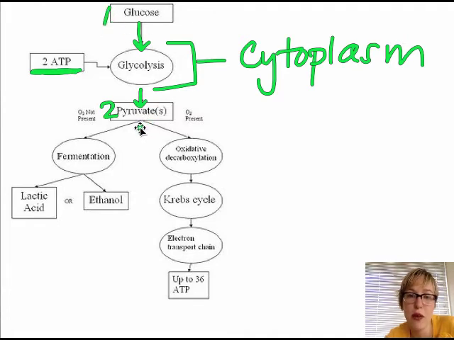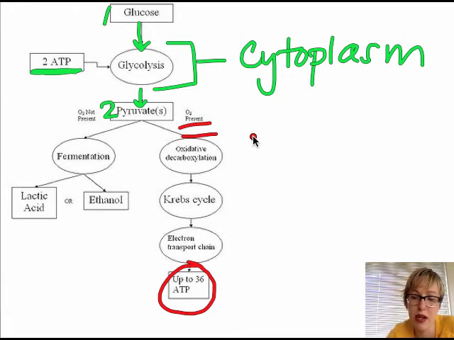And once we have pyruvate, our cell kind of determines, yes, if there's oxygen present, then it's going to go through this long process that includes a big production of ATP. So we have the Krebs cycle and the electron transport chain, and that gives us 36 ATP, and that is with oxygen present. Now, without oxygen present, we go through a process called fermentation.